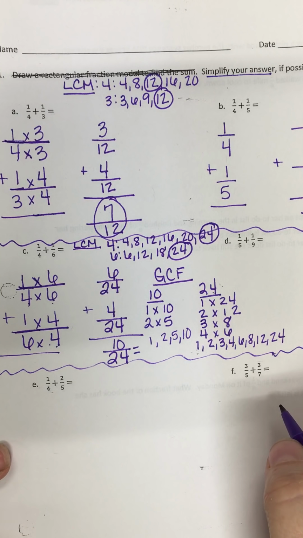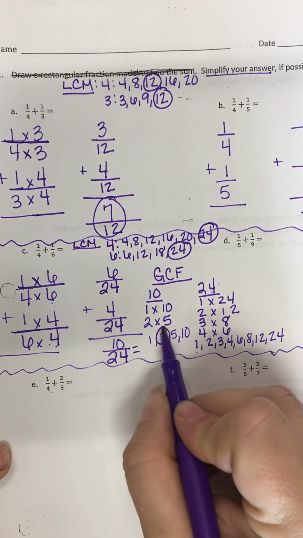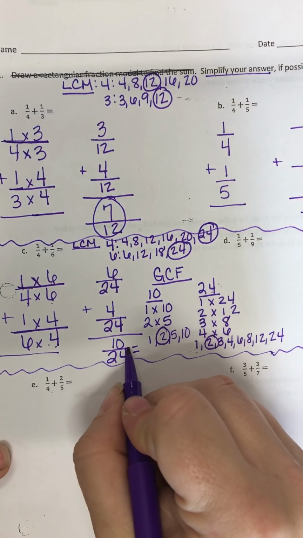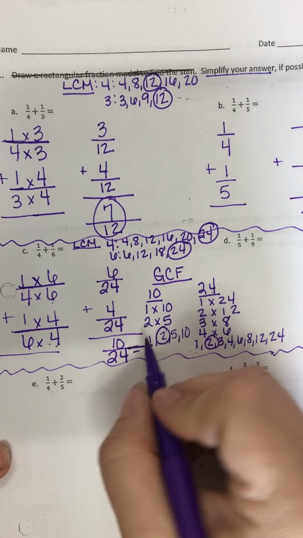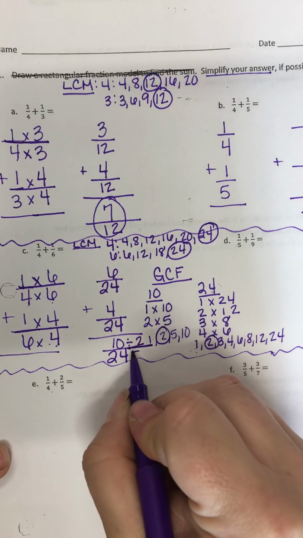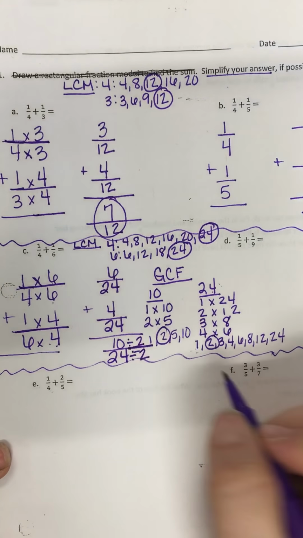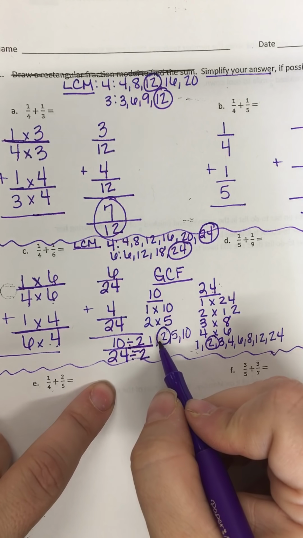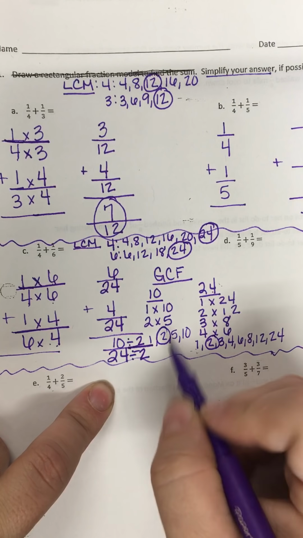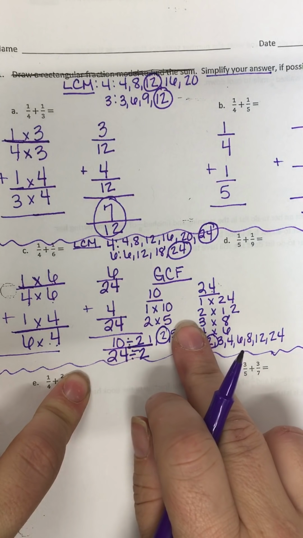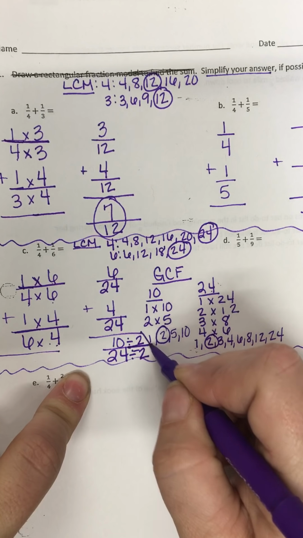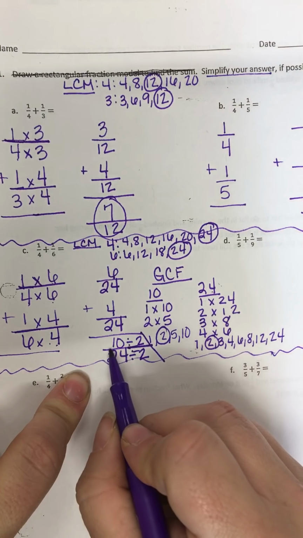What is the greatest common factor between the two? 2. That means that I need to divide 10 by 2 and 24 by 2, because remember, whatever I do to the bottom, I must do to the top. And I do apologize because this is so close together. So I'm just going to put a line here. That's my factors. This is my problem.